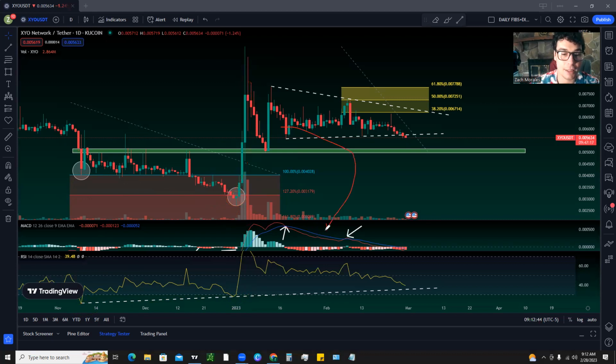Now you can use the MACD for possible entries and exits. It did give a good entry signal back over here, but we can see that right around here we got an exit signal. If you take a look at where that's at, boom, we've had a nice little move to the downside, right, from just under 7 cents to now about 0.005643, right in that range.